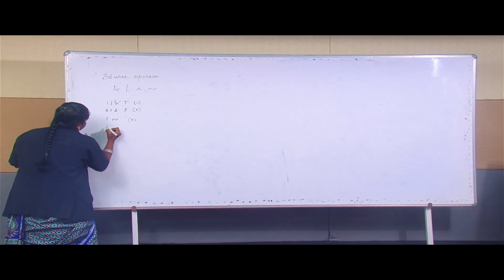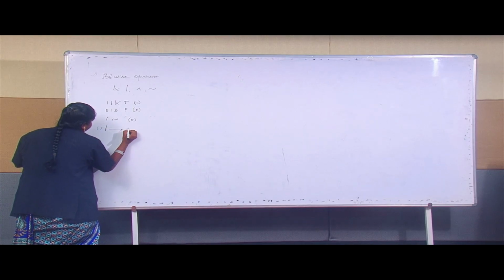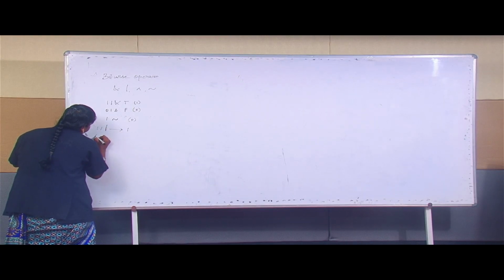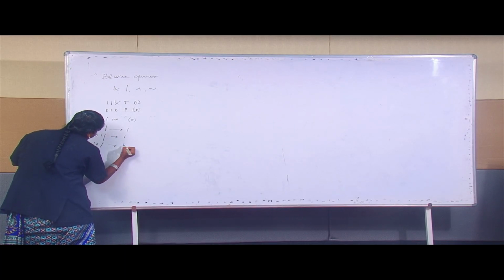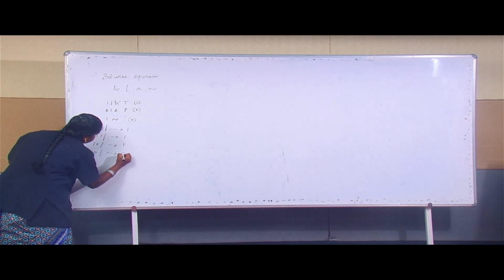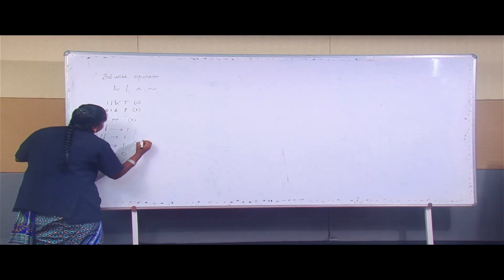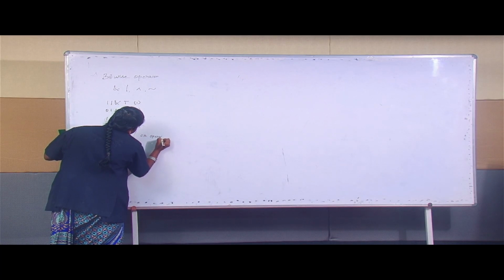And if I give OR operator, both 1 means the output will be true. Suppose if I give 0 and 1, the output will be true. 1, 0 means the output will be true. If both inputs are 0, the output will be false. This is the OR operator.